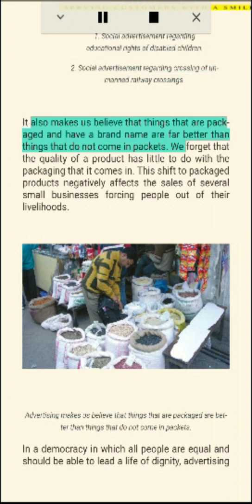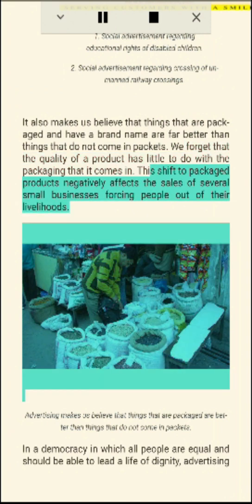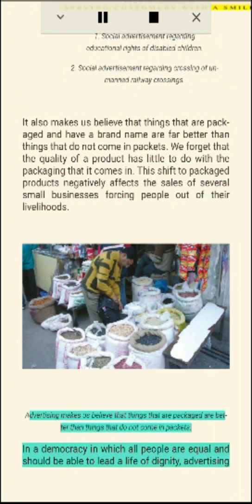It also makes us believe that things that are packaged and have a brand name are far better than things that do not come in packets. We forget that the quality of a product has little to do with the packaging that it comes in. This shift to packaged products negatively affects the sales of several small businesses, forcing people out of their livelihoods. Advertising makes us believe that things that are packaged are better than things that do not come in packets.